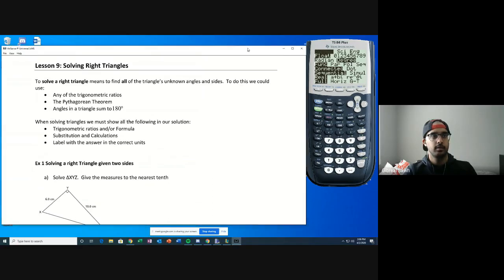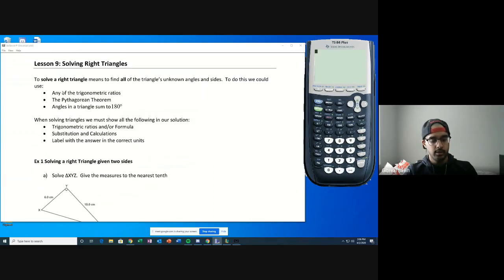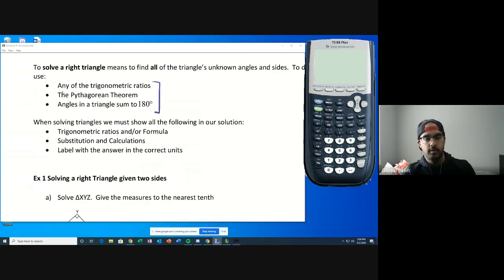So the first thing I want you to do is make sure your calculator's in degree mode again. In order to solve a triangle, you could use any of the three trig ratios. So that could be tangent, that could be sine, or that could be cosine. Okay, so those three. The Pythagorean Theorem, now that one will only allow you to find a side. Okay, so that's for side lengths only.